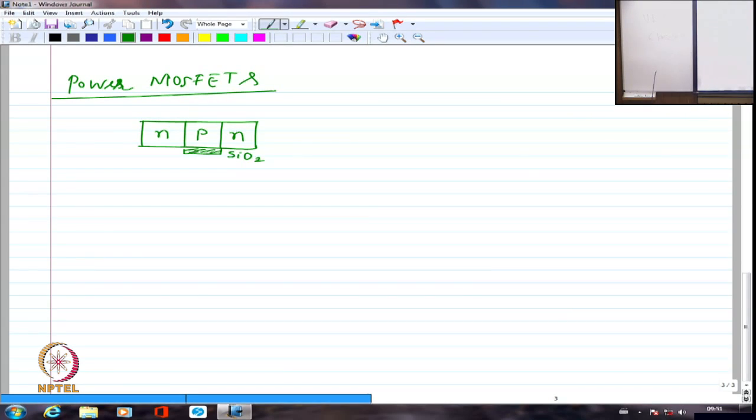Now, on this, there will be a metallic contact. This will be a metallic contact here on this, and then we are going to take out the terminal here, which is generally known as the gate of the MOSFET. Okay? And then on this, we are going to call one of them as drain, the other one as source. So these are the 3 terminals of a MOSFET: drain, source and gate.